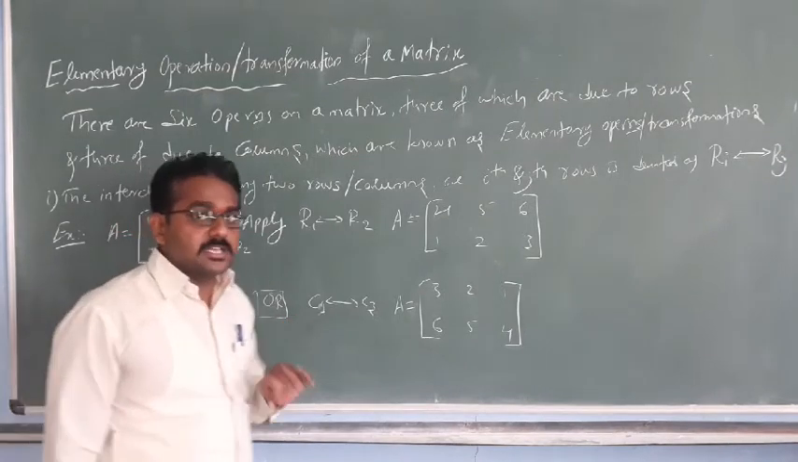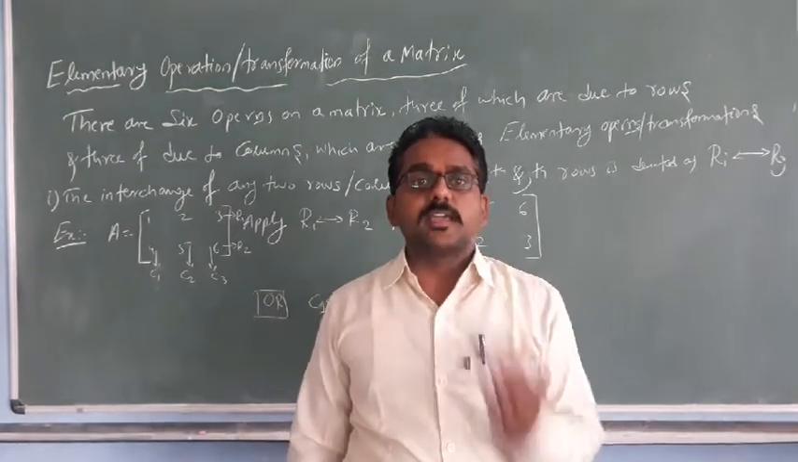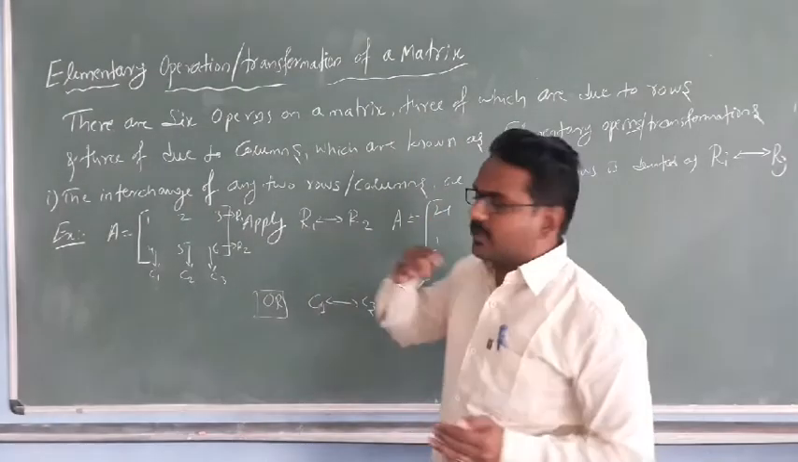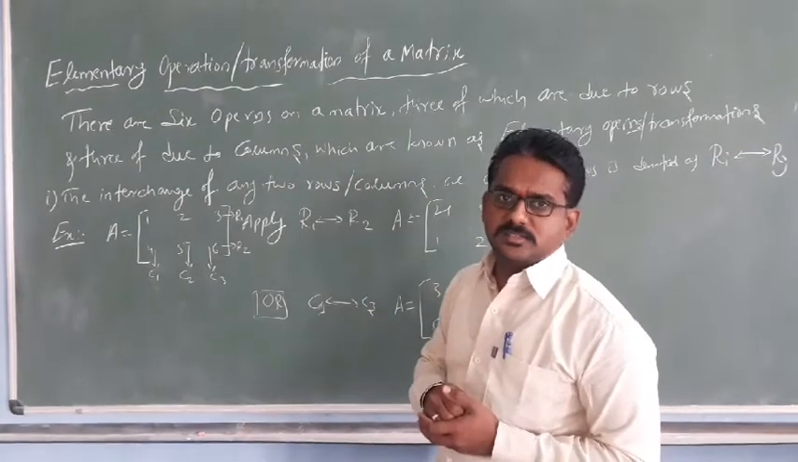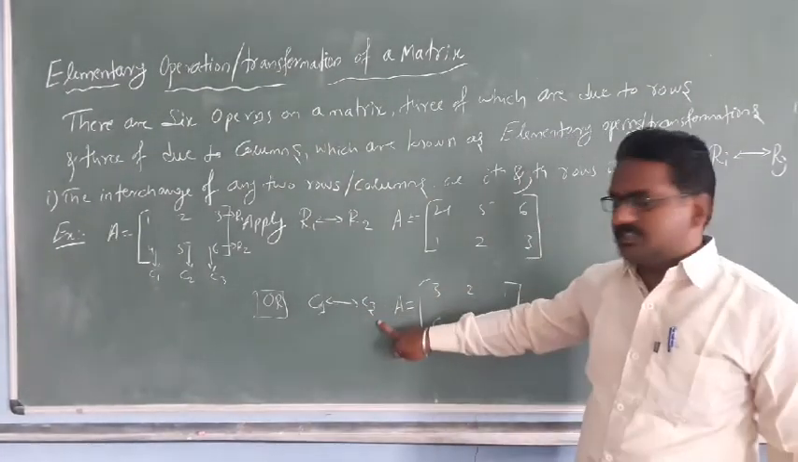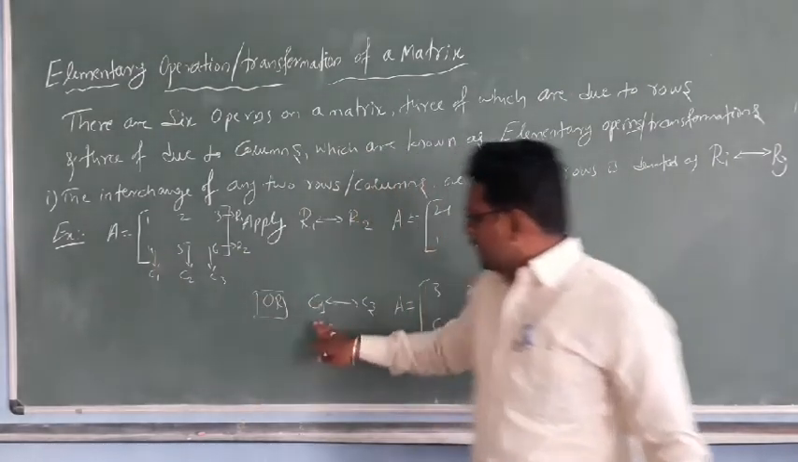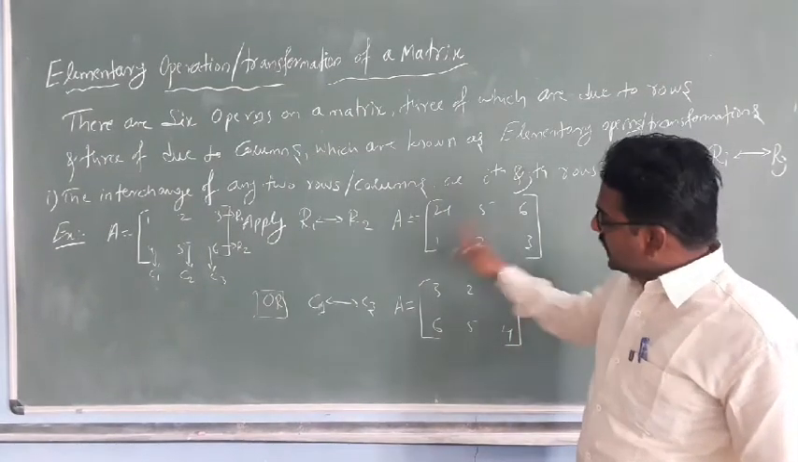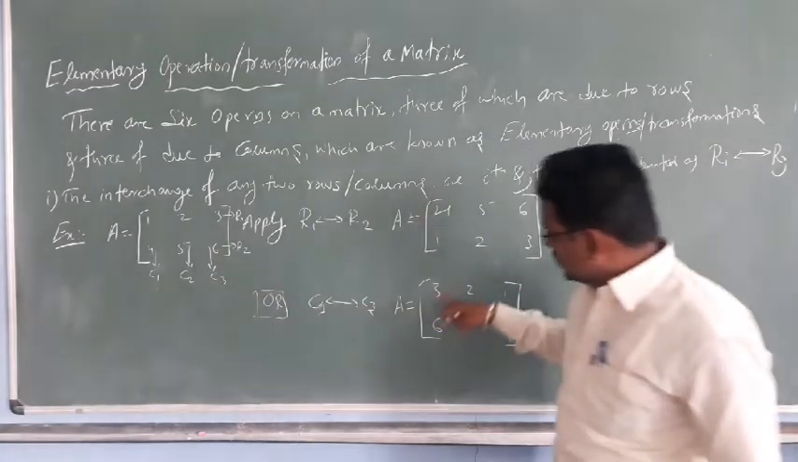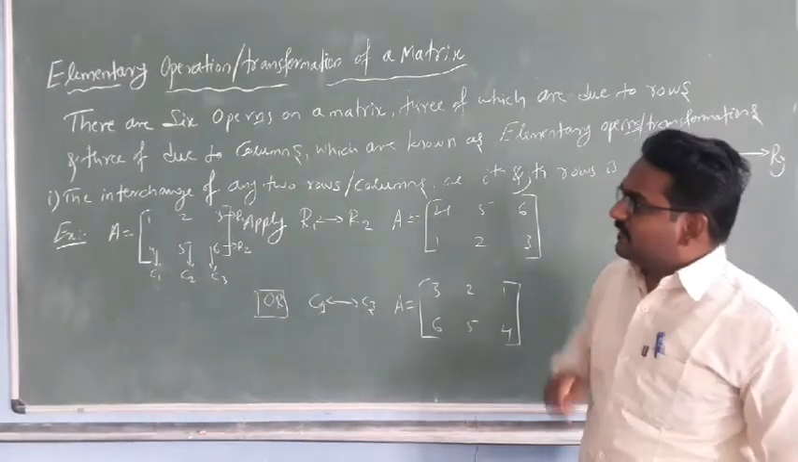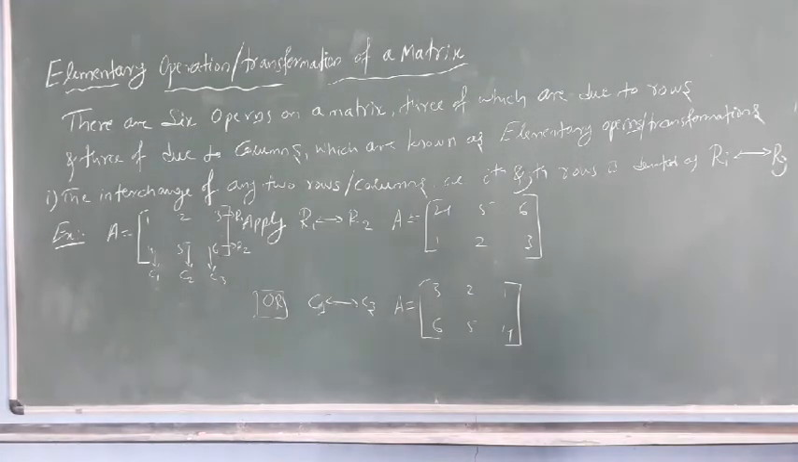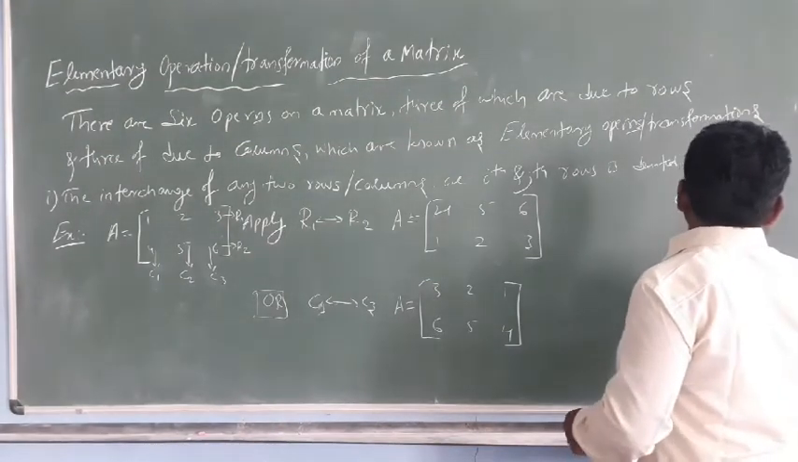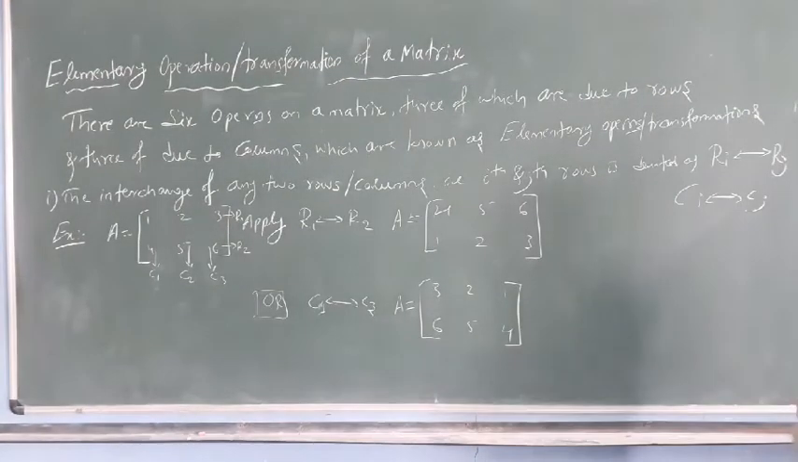In elementary operations, we can't replace columns by rows and rows by columns. We replace rows by rows itself, columns by columns. What I did here: C1 changes to C3. What are the C1 elements? 1, 4. I have to transfer them to C3. And the C3 elements go to C1. What are the C3 elements? 3, 6. So it is replaced by 3, 6. This is the first transformation, the interchange of any 2 rows or columns, that is, Ri changes to Rj or Ci changes to Cj. This is the concept, students.